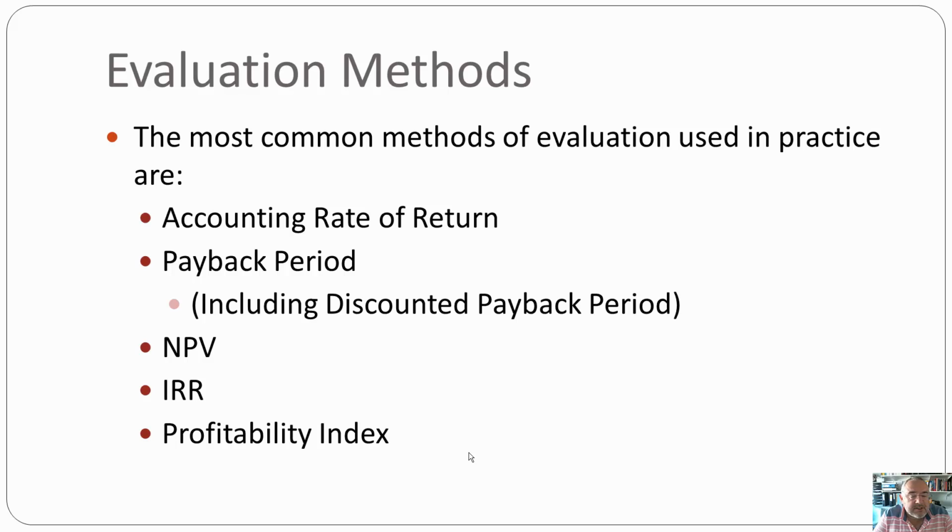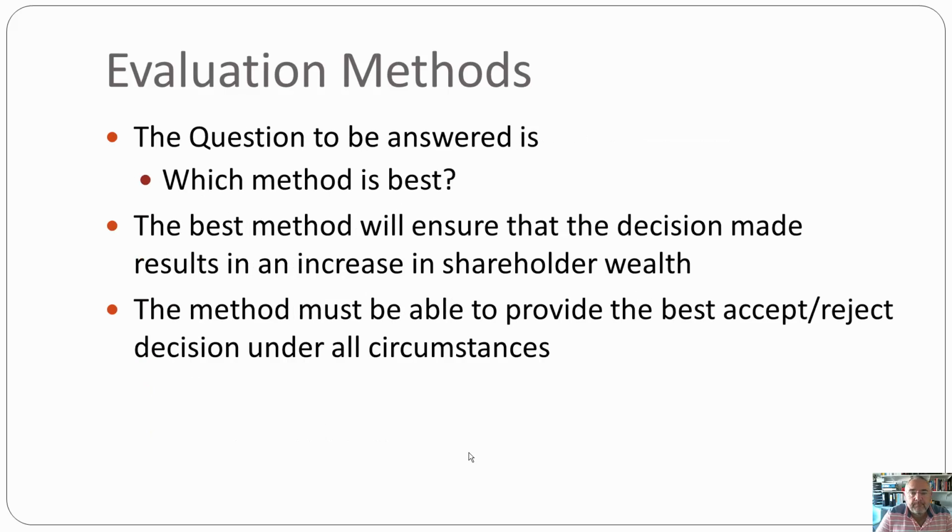Okay, so the methods that we're going to use, we're going to look at accounting rate of return, the payback period, including a sort of net present value-ish payback period called discounted payback, net present value, internal rate of return, and something called the profitability index. Okay, so that's where we're going. And hopefully I'm going to come up with an answer that says, hey, which one's best? Hopefully net present value is best. Okay, all right, so now to move on to part B.